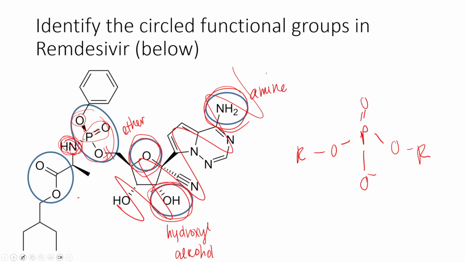Would you have a phosphate triester, like if this oxygen was also attached to an R group? Yeah, I guess so. I've never seen that biologically. I don't know if that can happen, but I guess it could.